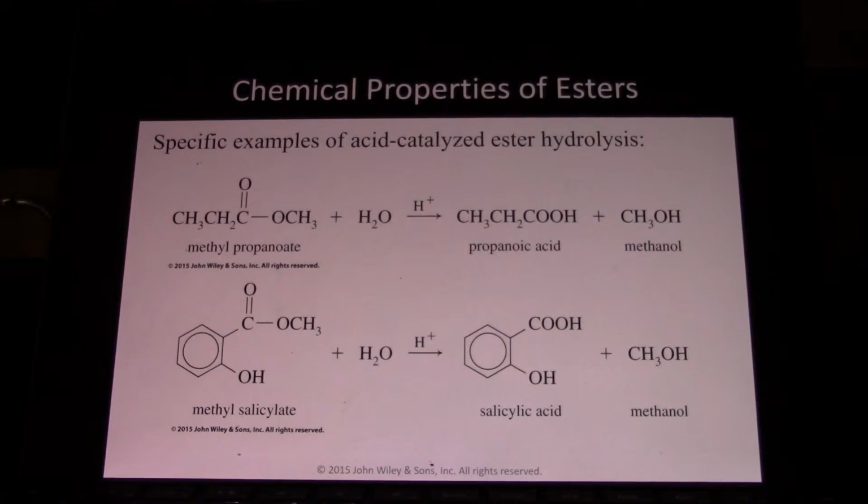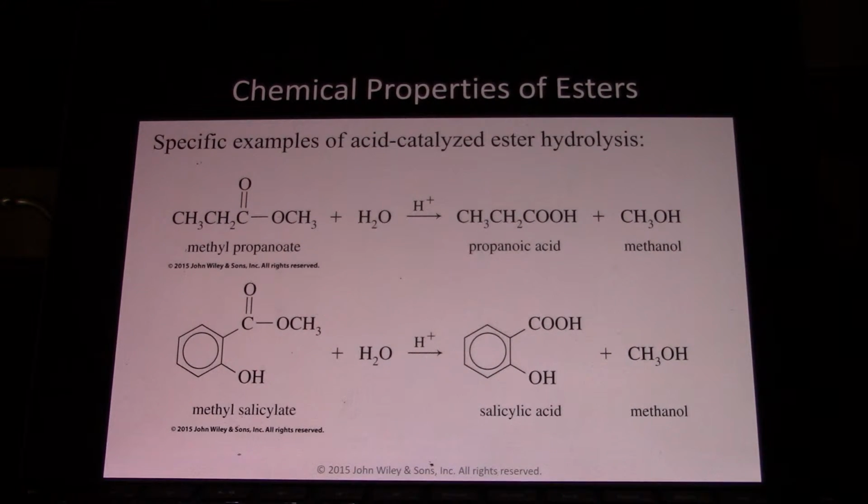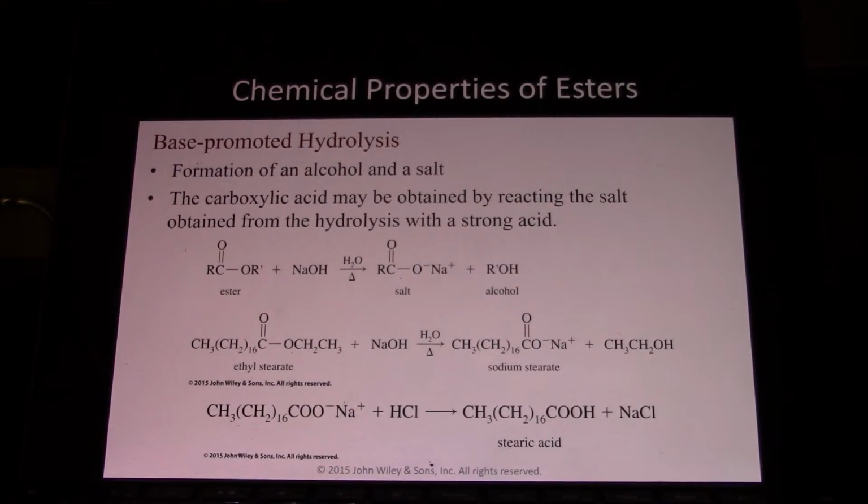Specific examples of acid-catalyzed ester hydrolysis. Methylpropanoate is broken back into propanoic acid and methanol. Methyl salicylate is broken back to salicylic acid and methanol. Base-promoted hydrolysis. Here we just use sodium hydroxide in a 1-to-1 ratio. And the OH minus is really strong. And it just comes in, attacks, electrons come up, come back down, and you kick off the OR group. So here we see ethyl stearate being broken down into sodium stearate and ethanol.